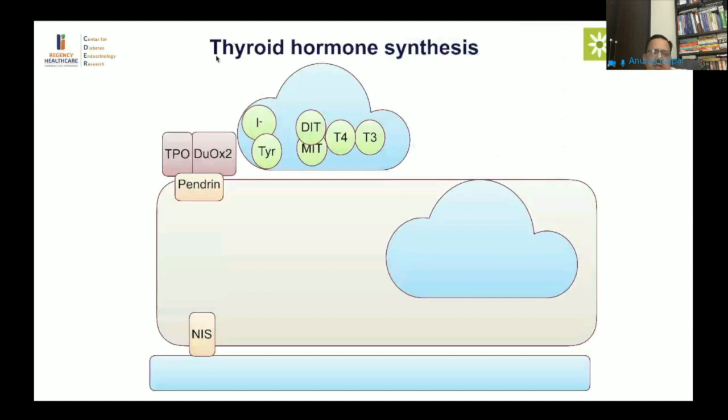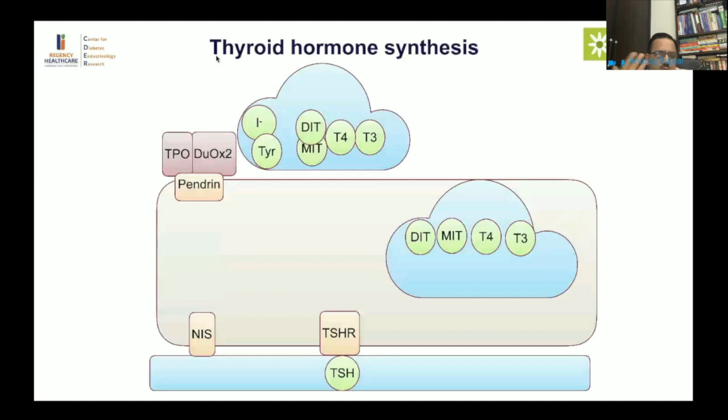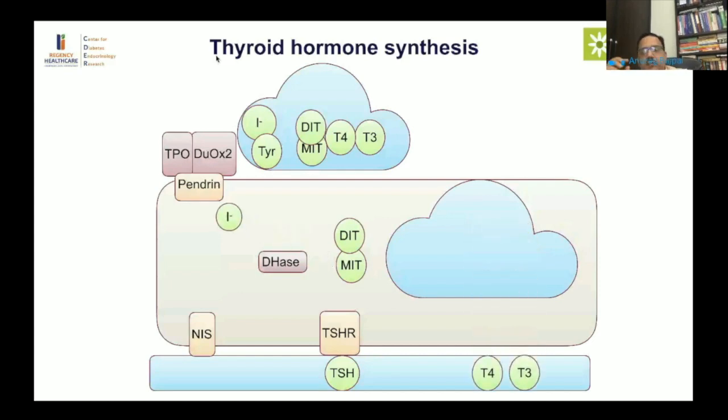After T4 and T3 are formed, there is the action of TSH, which causes endocytosis of the thyroglobulin molecule. TSH acts on the TSH receptor to activate a lot of processes. It increases the sodium iodide symporter, it increases TPO activity, and it causes endocytosis and lysis of the thyroglobulin molecule, which results in release of DIT and MIT, which are subsequently converted to iodine using the dehalogenase enzyme, causing the iodine to be reused, as well as release of T4 and T3.